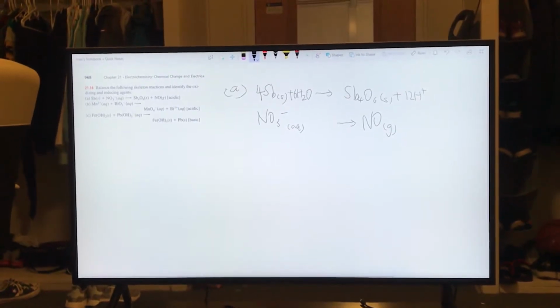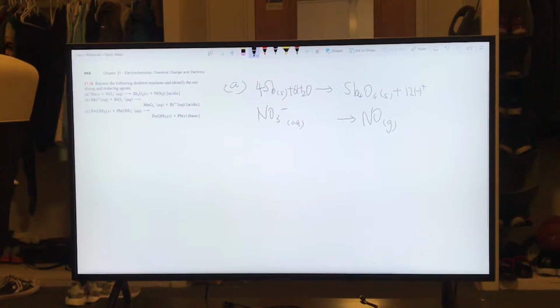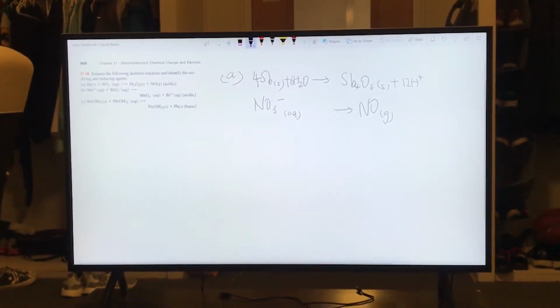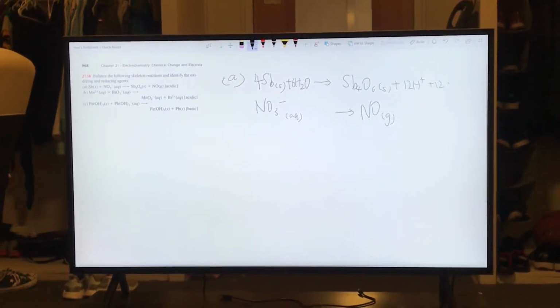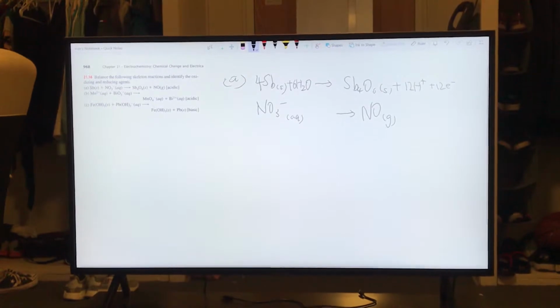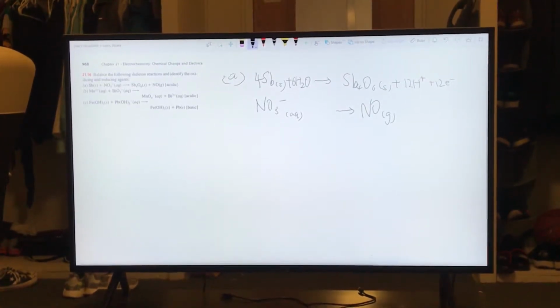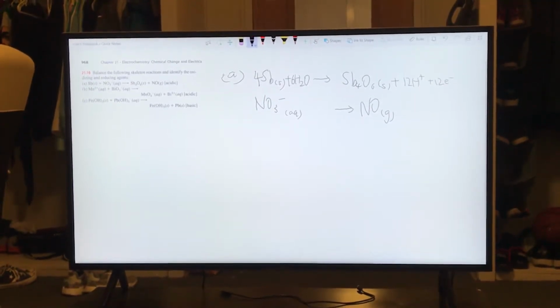Now this half equation is balanced, but the electrons are not. We know that there are 12 plus 1s on the right side, which means we need 12 electrons on the right side. Okay, so now this half reaction is balanced. Now we go to the second half reaction.